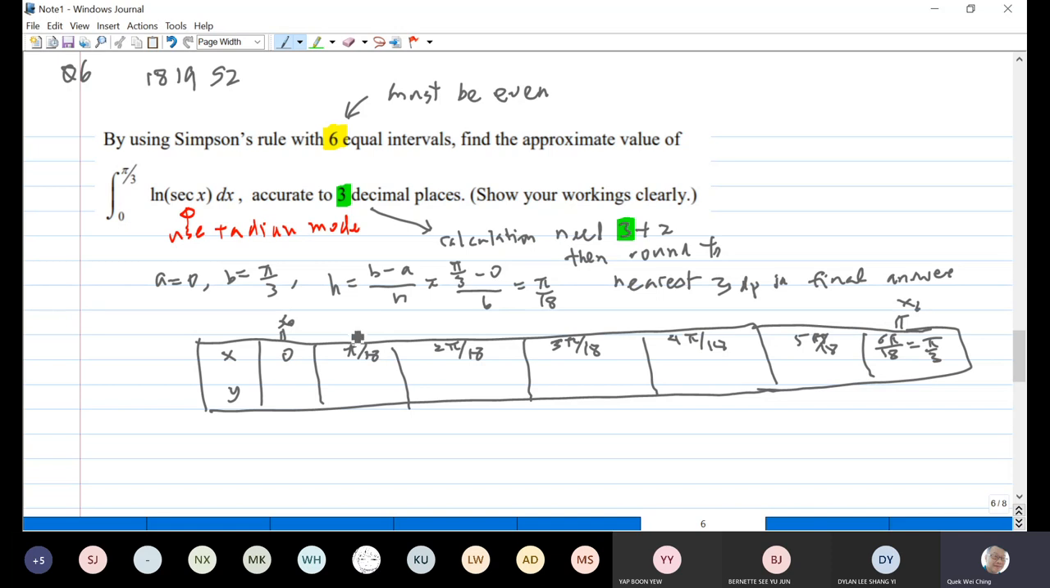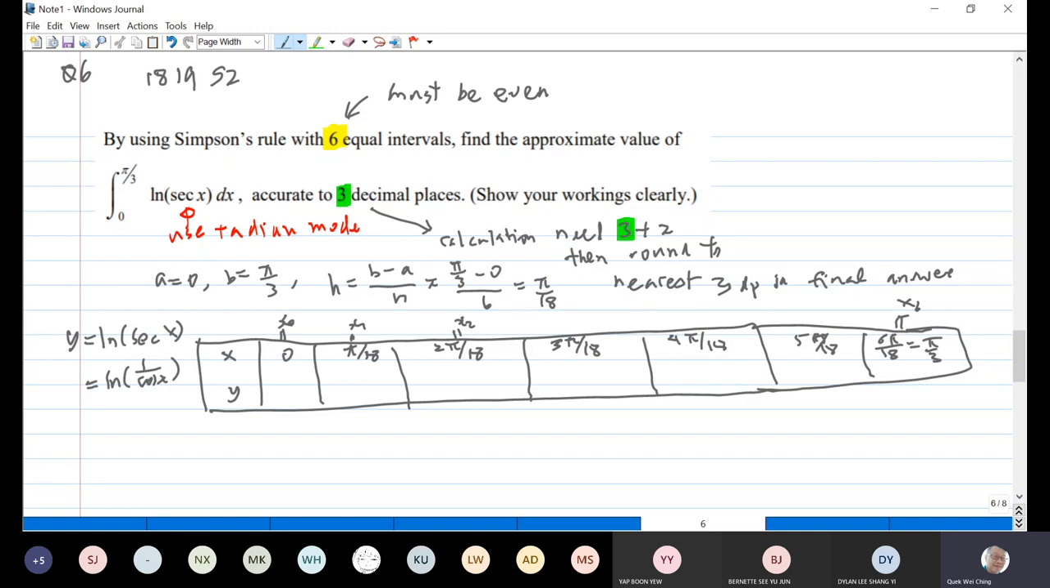Okay, so this will be the value of x1, this is x2. You continue, you can find the last one, x6. The number must tally, 6 intervals. Then you find y here. y is ln sec x. What is sec x here? Sec x is actually 1 over cosine x. So make sure you calculate it in radian mode first, then you find out what happened. So I'm going to use a calculator to find out one by one, and then write down the answer.